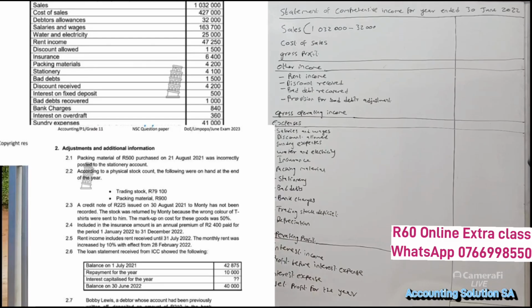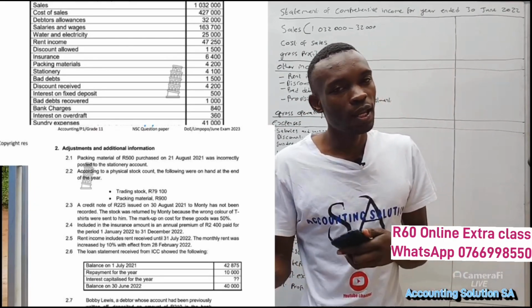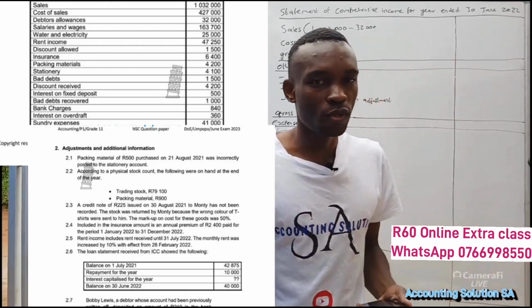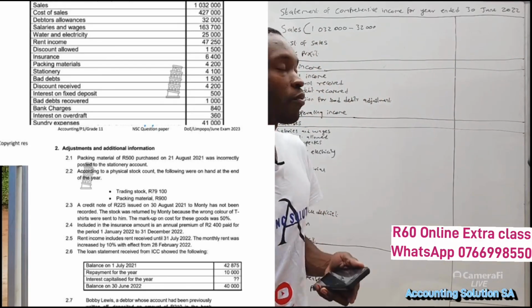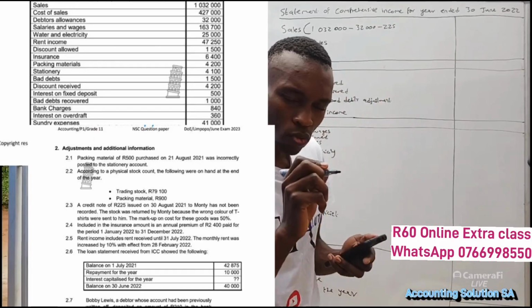Okay, let's take additional information. If you check additional information number 2.3, a credit note of 225 issued on 30 August 2021 to Monty has not been recorded. The stock was returned by Monty because of the wrong t-shirt. So this customer returned the goods because the color is not the one that the customer is looking for, which means that that amount is no longer sales. We have to do what? Subtract. Minus 225.